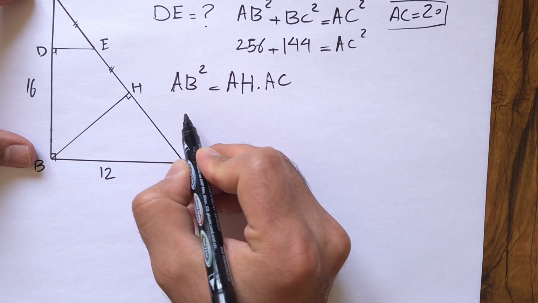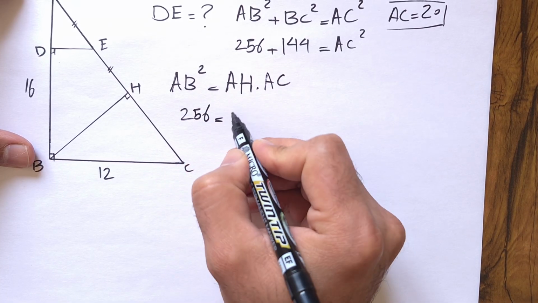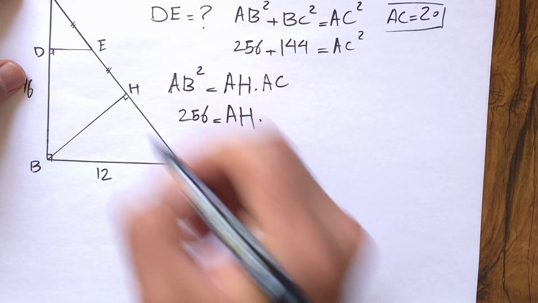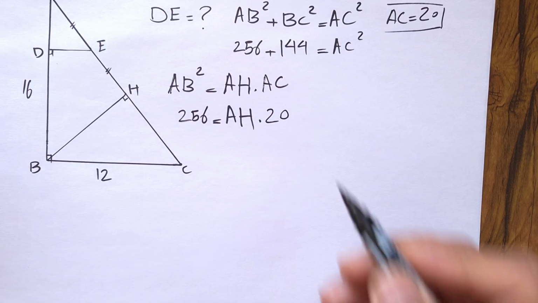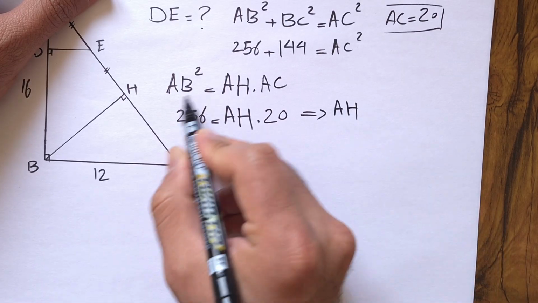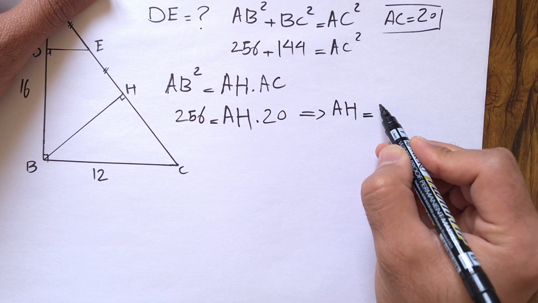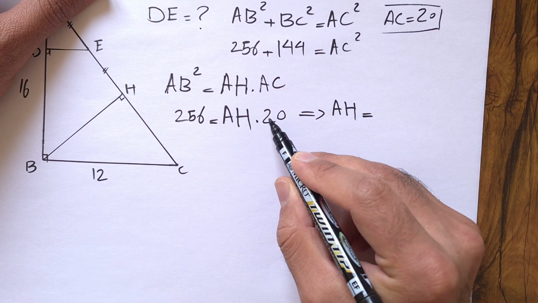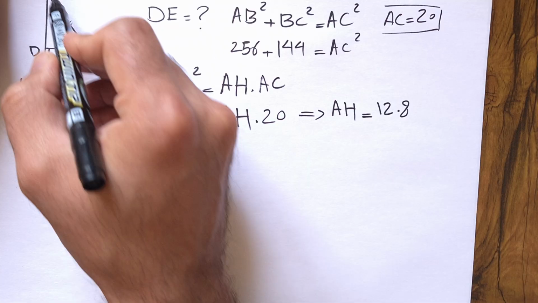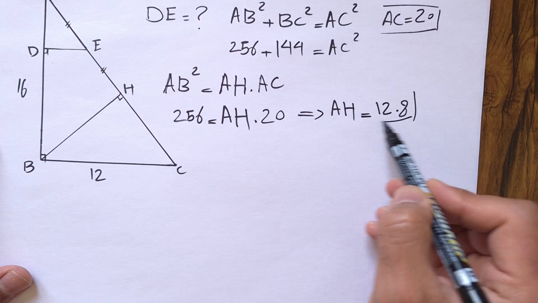So AB is squared. AB was 16, so 256 equals AH. So this is the variable, times AC, which is the hypotenuse, and it is 20. So in other words, AH equals 256 divided by 20, which is 12.8. So that's the length of AH, right? So AH is calculated using this formula. So let's also put a box around it.